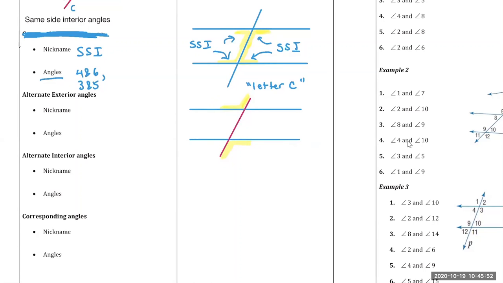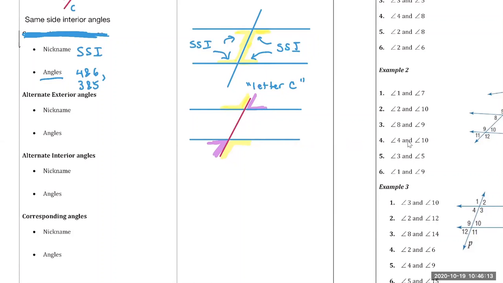Okay, is there another set, yes or no? Is there another set of alternate exterior angles? What do you guys think? Yes, with that same definition, you can see up on top here and down below here, there's another set of alternate exterior angles.